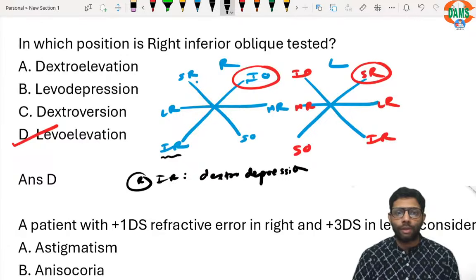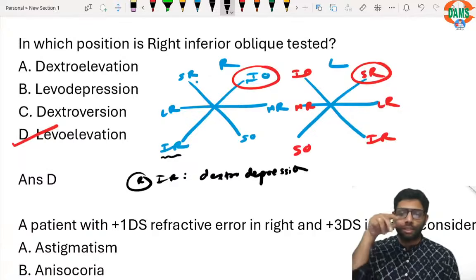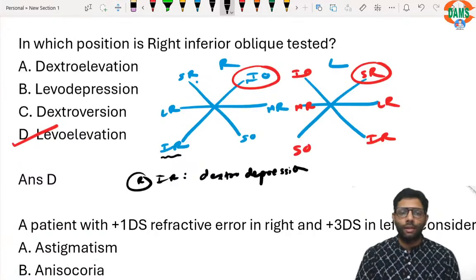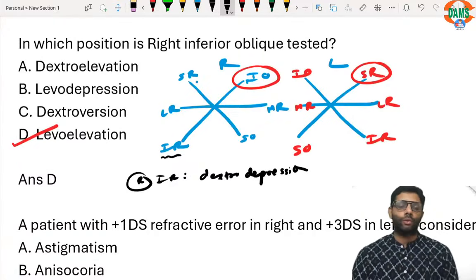This word also sometimes they ask. When you go downstairs, you look down. Going downstairs. Going downstairs is looking down.